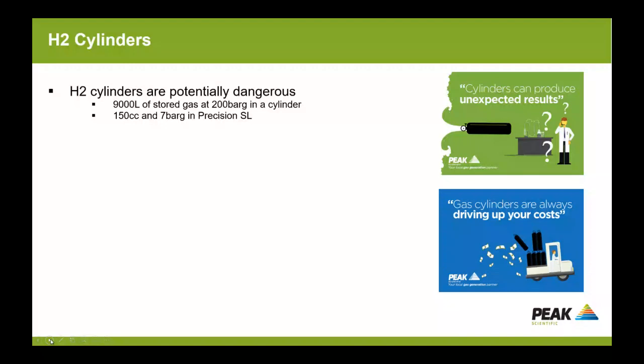When we look at hydrogen, again, a large cylinder will contain up to around 9,000 litres of gas at high pressure. If we contrast this with a generator, so for example, our precision SL generator, we have only around 150 cc's of gas at a much lower pressure, but the generator is capable of supplying a number of FIDs simultaneously.